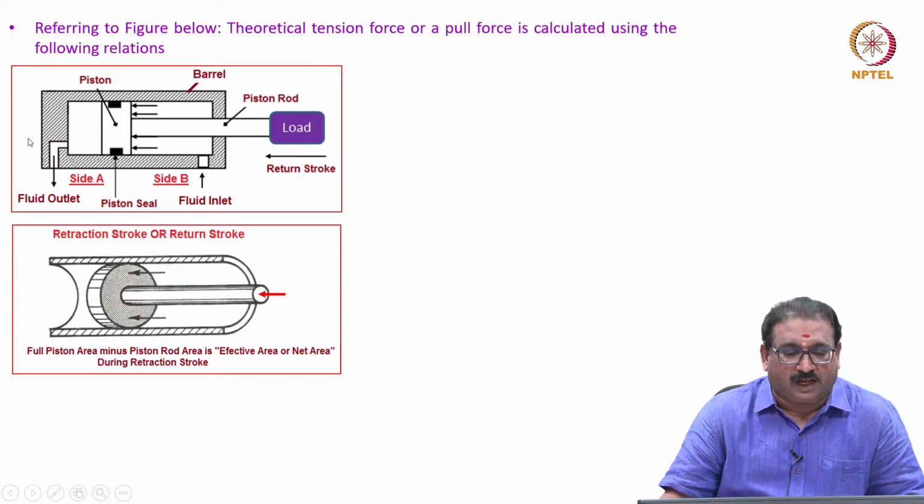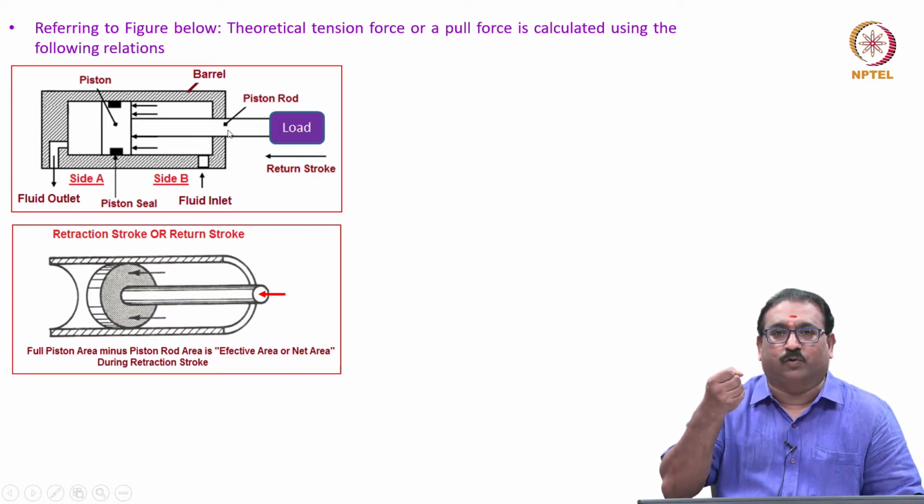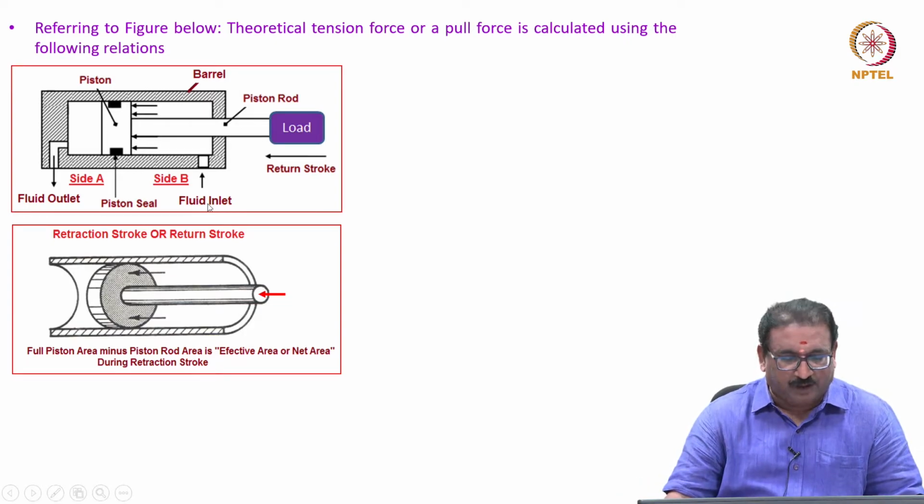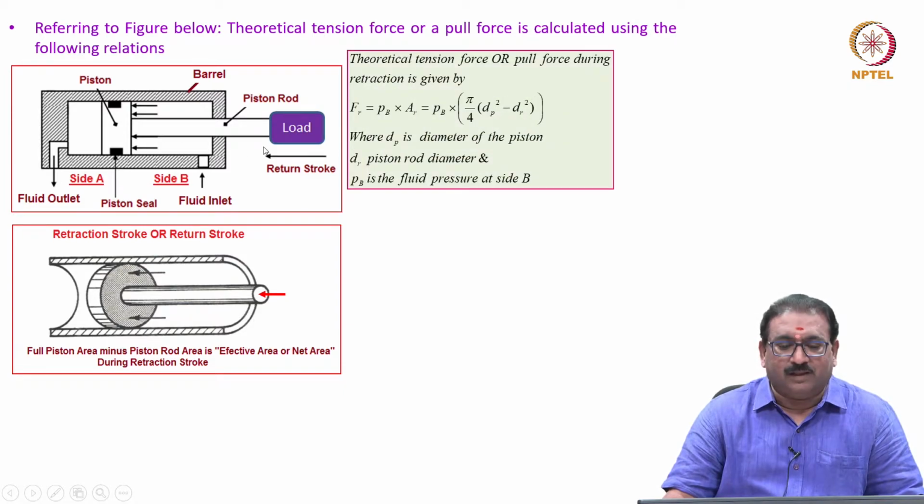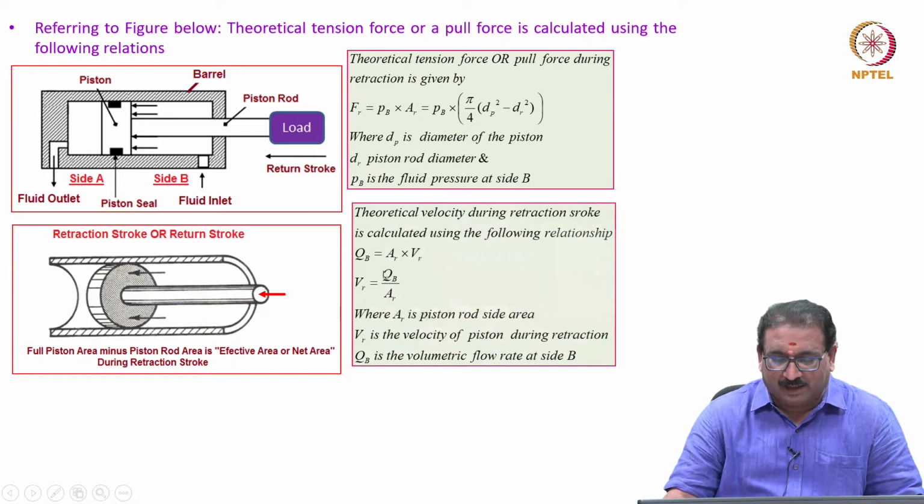Similarly, during the retraction, as I have told you, this is the theoretical tension force or pull force through the fluid. Now the fluid inlet is this, fluid outlet is this. Here please understand friends, when we are calculating the return force, PB into AR, AR is the rod side area, here this area, this is pi by 4 dP square minus dr square, this is very very important. Now similarly, the velocity VR equal to QB by AR.